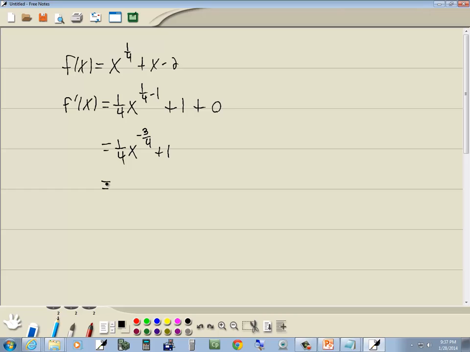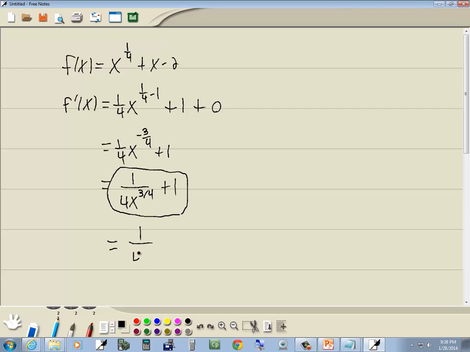We don't want any negative exponents, so we want to take that to the denominator. So this will be 1 over 4x to the positive 3/4. You take anything to the opposite side of where it is in a fraction, and the sign of the exponent changes. So I take that x to the negative 3/4 down to the denominator, and it becomes x to the positive 3/4. And that's our answer.